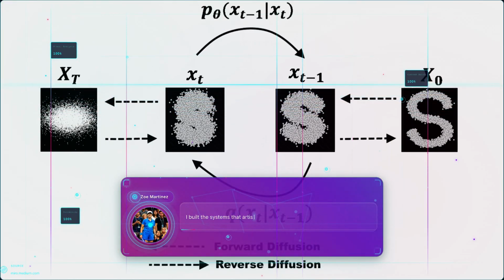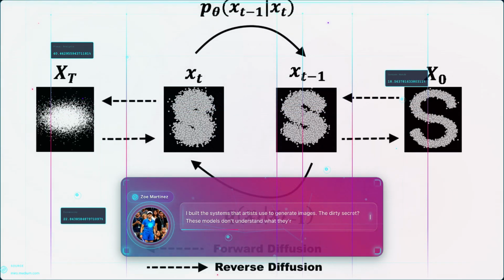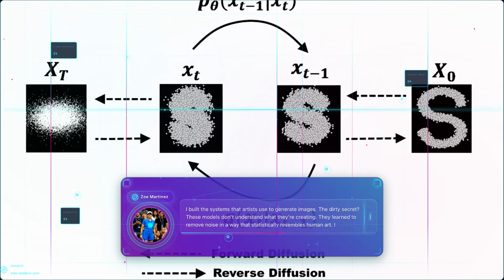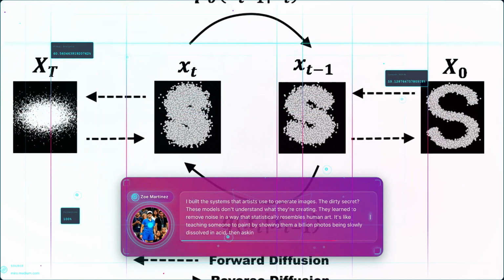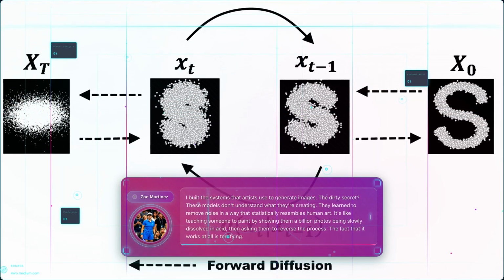I built the systems that artists use to generate images. The dirty secret? These models don't understand what they're creating. They learn to remove noise in a way that statistically resembles human art. It's like teaching someone to paint by showing them a billion photos being slowly dissolved in acid, then asking them to reverse the process. The fact that it works at all is terrifying.